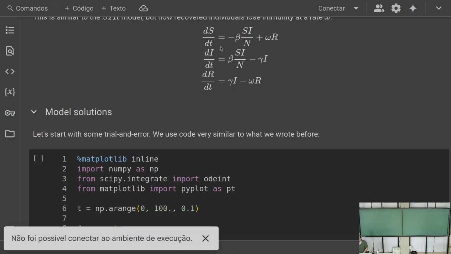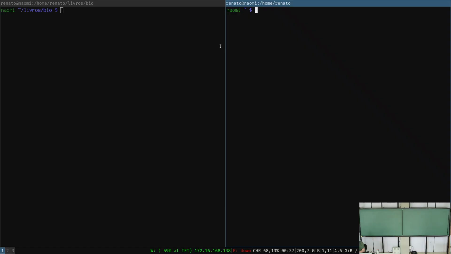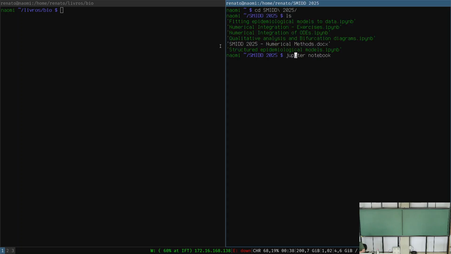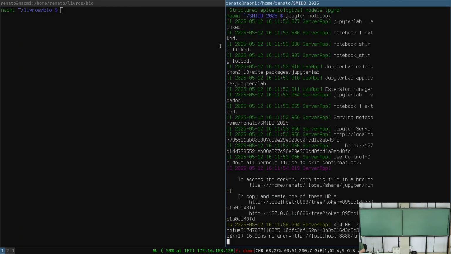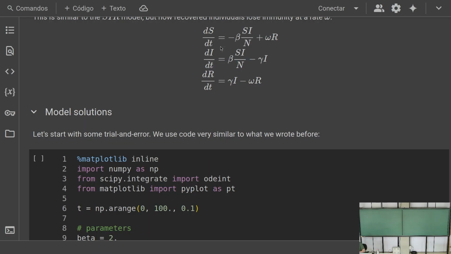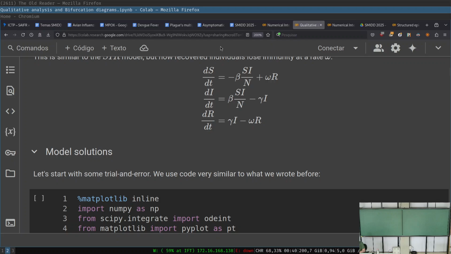Oops. Okay, we have no network on this computer, but fortunately I do have the notebooks here. So let me do it the old way. Okay, so here we go. Are you guys with network over there? It's just me? Sorry? No network.